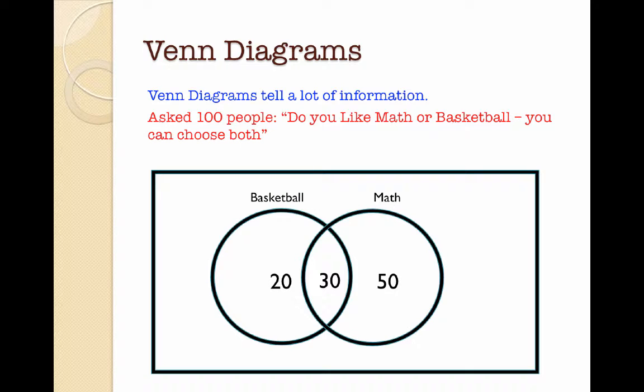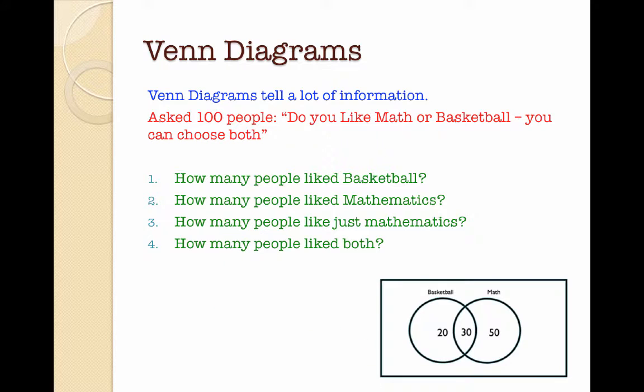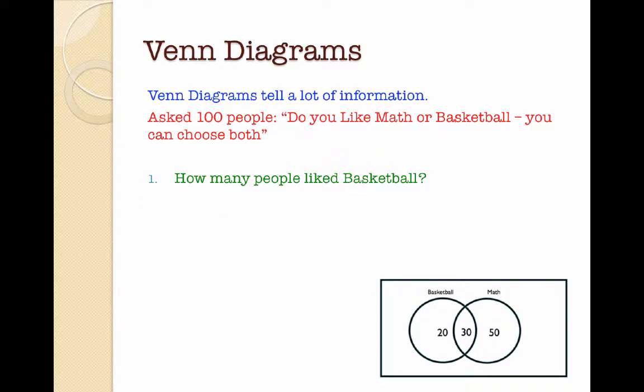Here I've got a lot of information being told to me in this Venn diagram. For example, let's look in the bottom right hand corner. I've shrunk it down a little bit and we can answer these four questions. How many people liked basketball? It might look like the answer is 20, but there is 20 and there is 30 people in that Venn diagram. That 30 people represents the number of people that like both basketball and math. So altogether, the number of people that like basketball is 50.